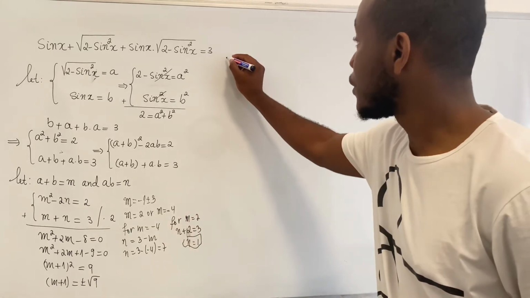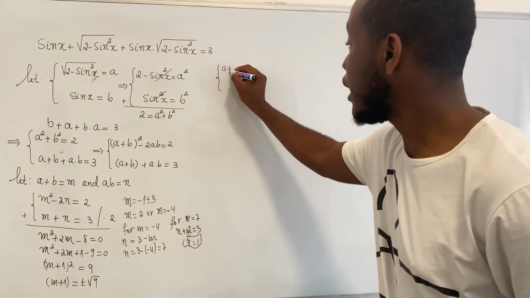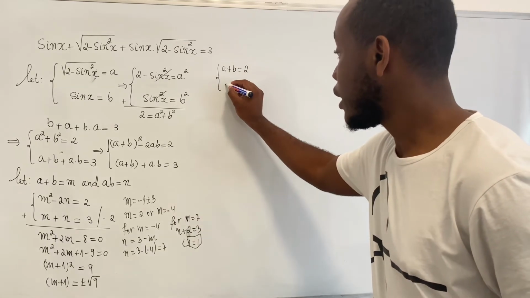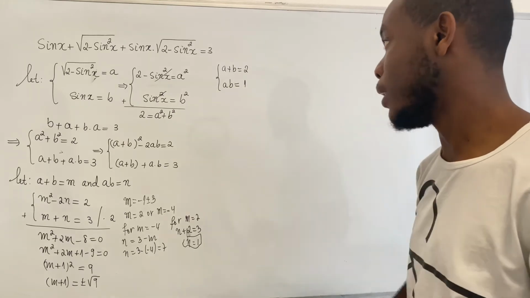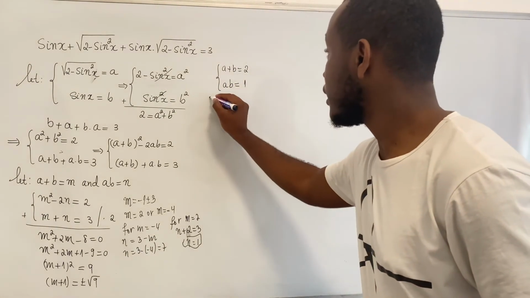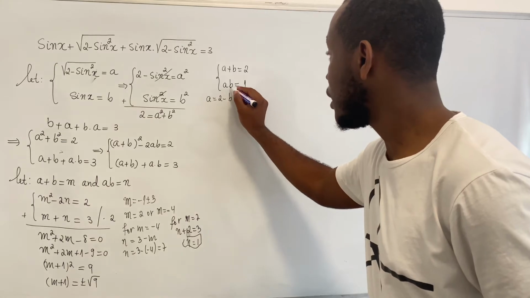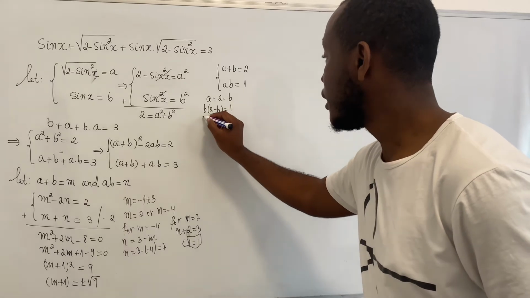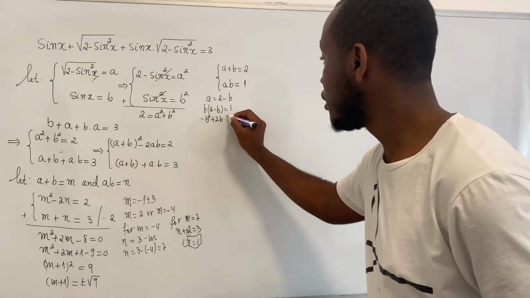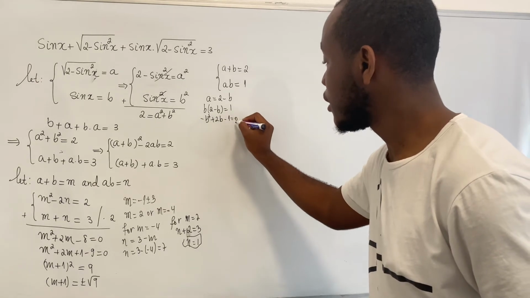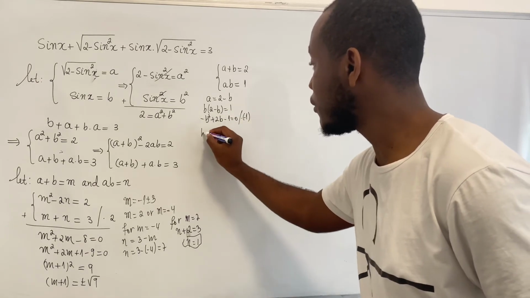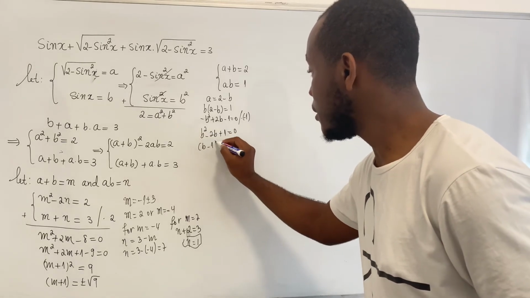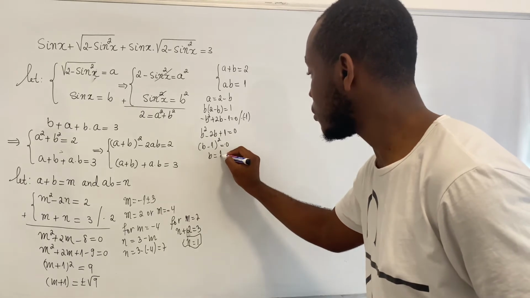So in this particular case, a plus b is equal to m, so we're using m equal to 2, and a times b is going to be equal to 1. If we isolate a, then a is equal to 2 minus b. And we substitute in the second equation, we have b times 2 minus b equal to 1, which is minus b squared plus 2b. Multiplying both sides by minus 1, we have b squared minus 2b plus 1 equal to 0. So it's the same as b minus 1 squared equal to 0, so b is equal to 1.